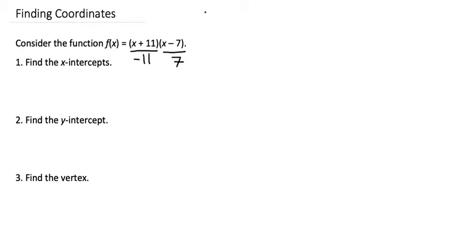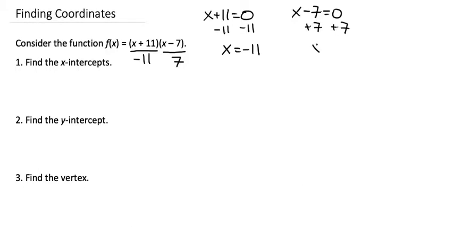Another way that you can figure them out is by setting each factor equal to 0 and solving the equation for x. So if x plus 11 equals 0, I can subtract 11 from both sides and get negative 11. And x minus 7 equals 0, I would add 7 to both sides, and that would give me positive 7. So my two x-intercepts are negative 11 and 7. Or I could write them in coordinate pair form. These are the x coordinates, and 0 is the y coordinate. So they're negative 11, 0, and positive 7, 0.